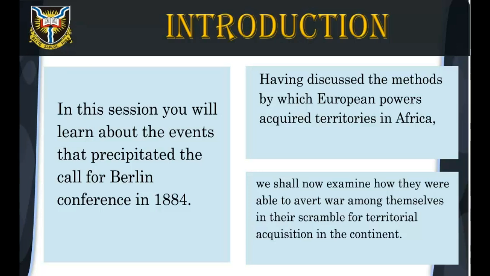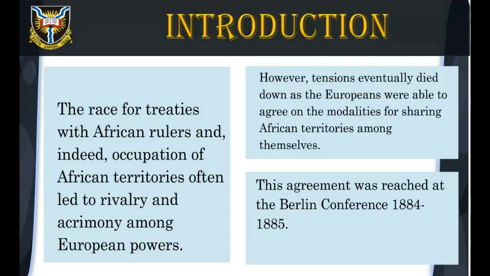discussed the methods by which European powers acquired territories in Africa. We shall now examine how they were able to avert war among themselves in their scramble for territorial acquisition in the continent. The race for treaties with African rulers, and indeed occupation of African territories, often led to rivalry and acrimony among European powers. However, tensions eventually died down as the Europeans were able to agree on the modalities for sharing African territories among themselves. This agreement was reached at the Berlin Conference 1884 to 1885.